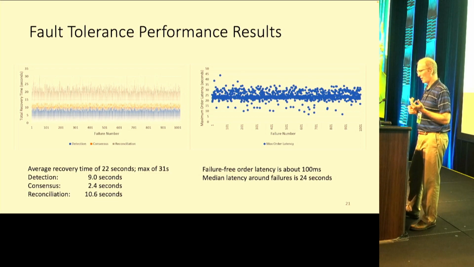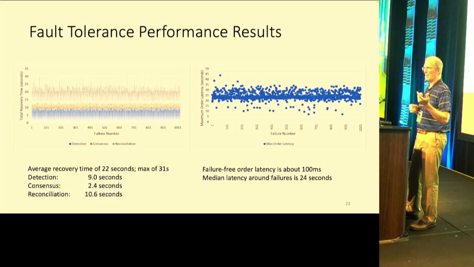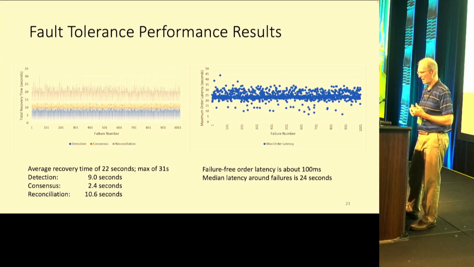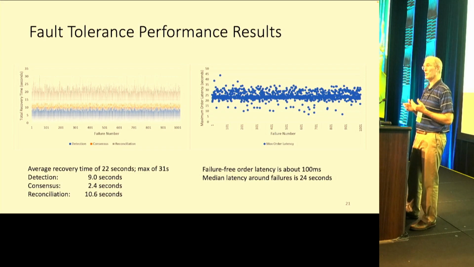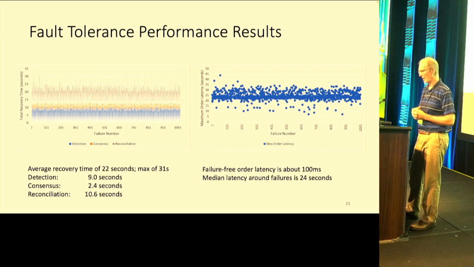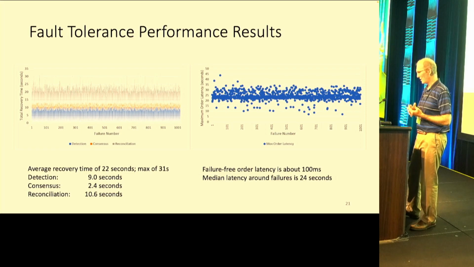Kafka takes about 9 seconds to do the heartbeat detection protocol and notice someone's dead. It takes about 2.5 seconds to figure out who's still alive. And then it takes us about 10.5 seconds to do our reconciliation and get things ready to go again. So the overall outage is about 22 seconds.